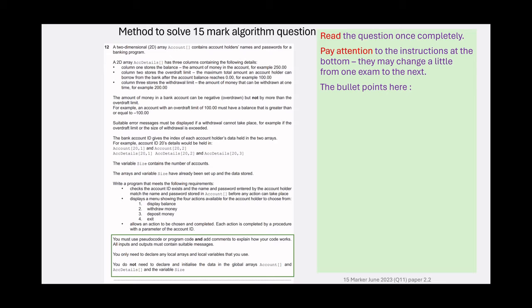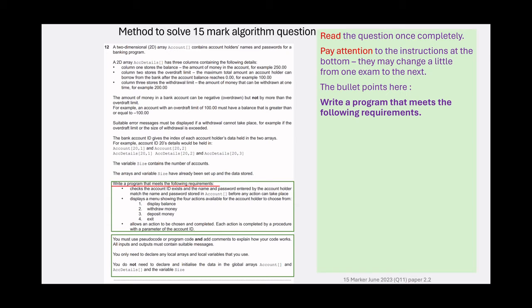The bullet points here are the most important bit, because where it says write a program that meets the following requirements, in this case those 3 bullet points under there, that's what you're being marked against. So you have to show that you've addressed those 3 bullet points. Okay, so look for that. That's what you have to do. And when we go through this question shortly, we'll be looking at each of those bullet points.